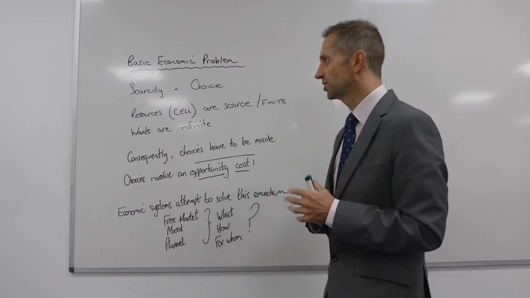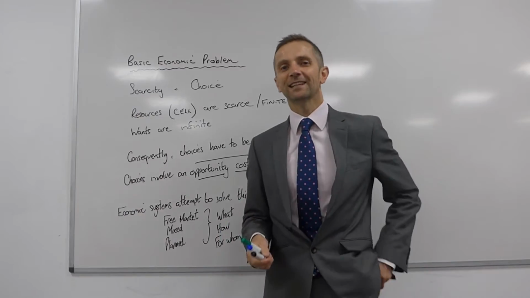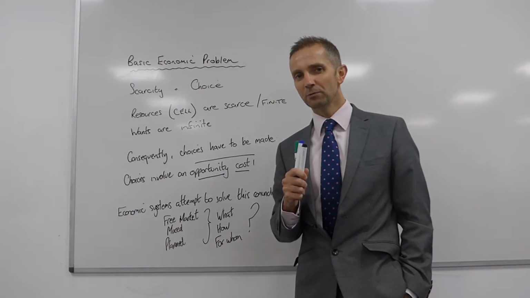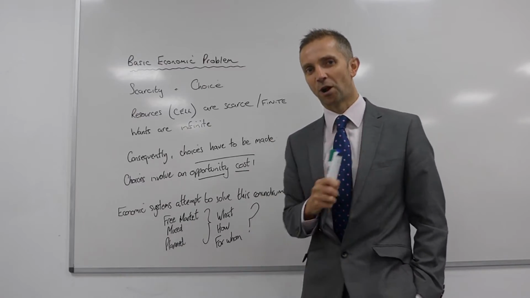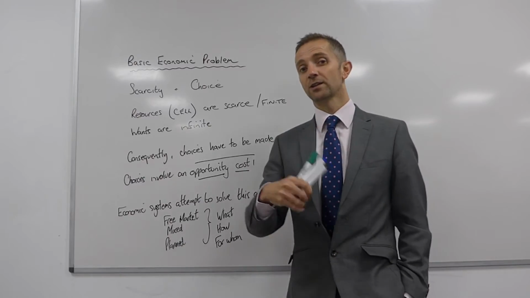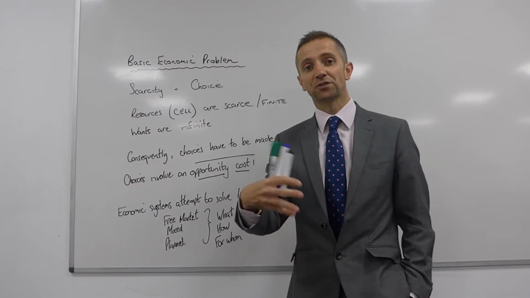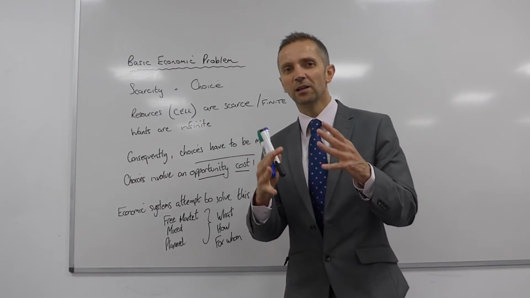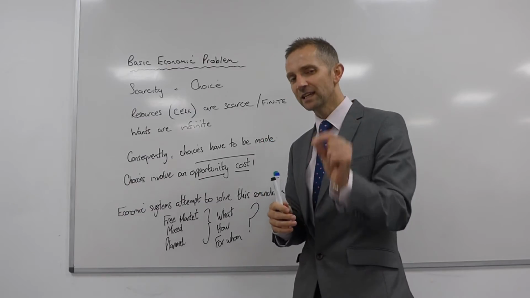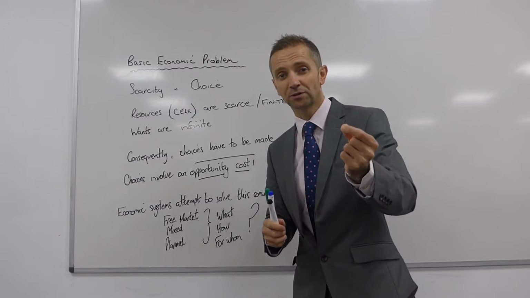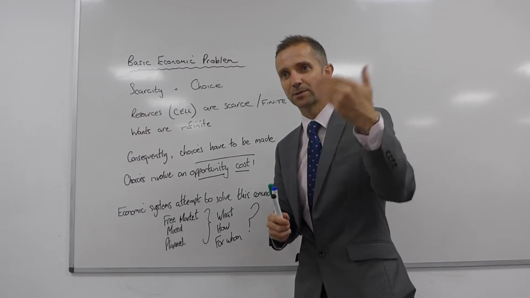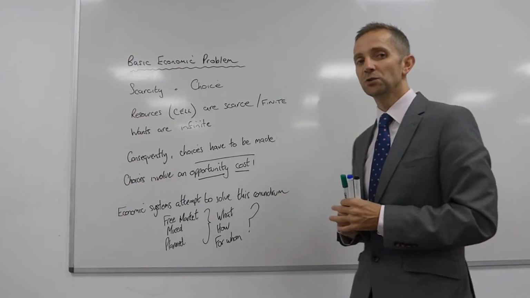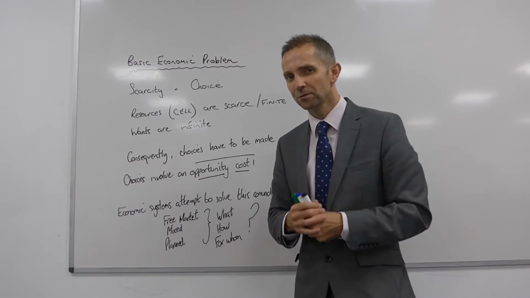So number one, scarcity. What exactly is it that is scarce in the economy? Well, we would say that resources are scarce. Or another way of saying that might be that the factors of production are scarce. You're probably familiar with the little acronym CELL, C-E-L-L. Factors of production being land, labour, capital and enterprise, or capital, enterprise, land and labour, if you wish to use that little acronym to remind you.